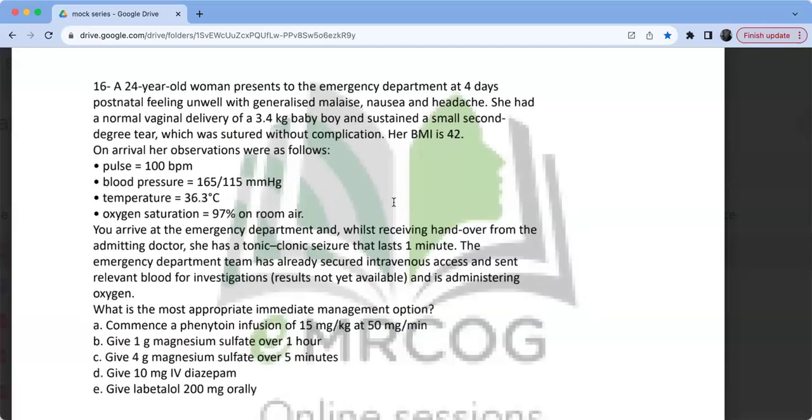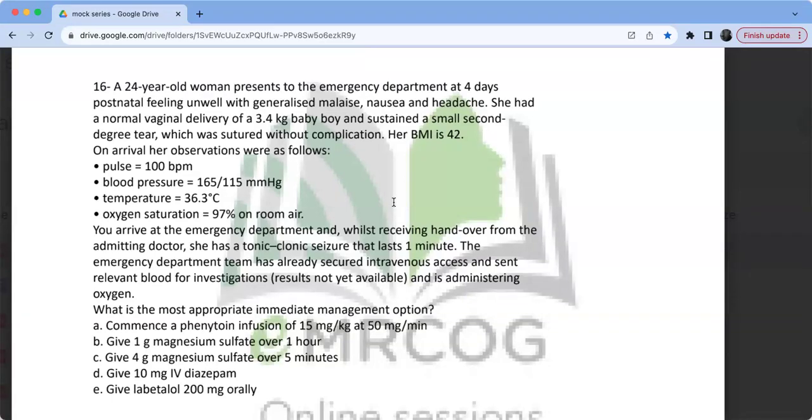Okay. So another question here about a 24-year-old woman who presents to the emergency department at 4 days postnatal, feeling unwell with generalized malaise, nausea, and headache. She had a normal vaginal delivery of a 3.4 kg baby boy and sustained a small second-degree tear, which was sutured without complication. Her BMI is 42. On arrival, her observations are as follows: pulse 100, blood pressure 165 over 115, temperature 36.3, oxygen saturation 97.